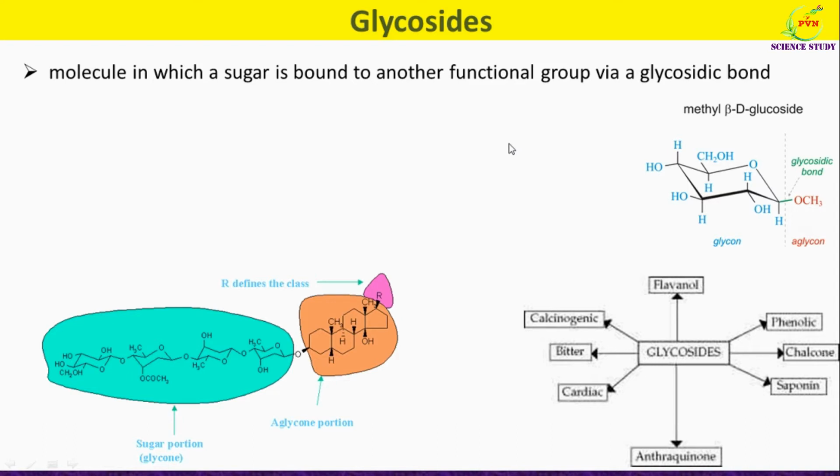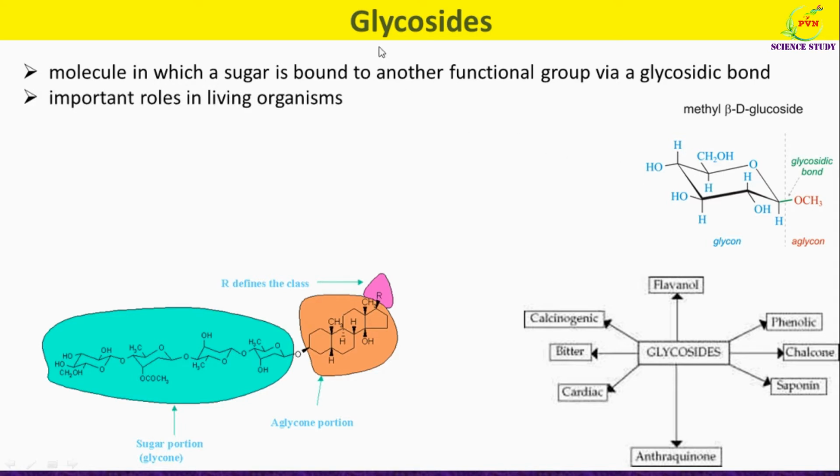Glycoside is a molecule in which a sugar is bound to another functional group via a glycosidic bond. So this is the structure of a common glycoside, where you can see that a sugar is bound to another functional group by a bond known as the glycosidic bond. This glycosidic bond is present between the sugar and the other functional group. This is the structure of methyl beta D glucoside, a common glycoside.